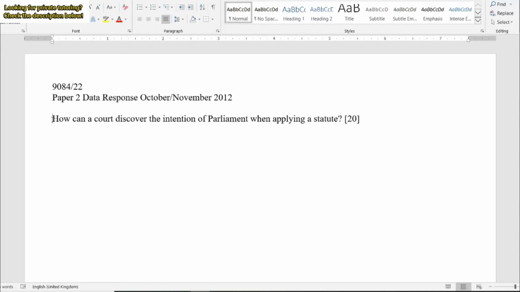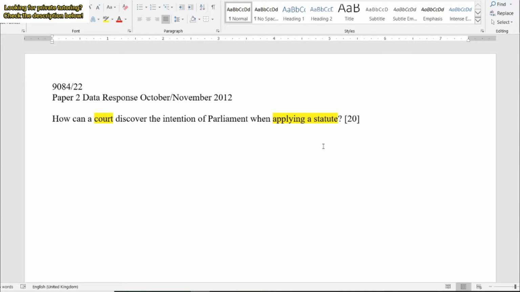The question reads, how can a court discover the intention of Parliament when applying a statute? Obviously, from the keywords here, the statute and also the court, let me highlight it. These two key phrases basically tell you that it is from the chapter statutory interpretation already. So this part, when you answered the question at the time, you got it right, no problem there.